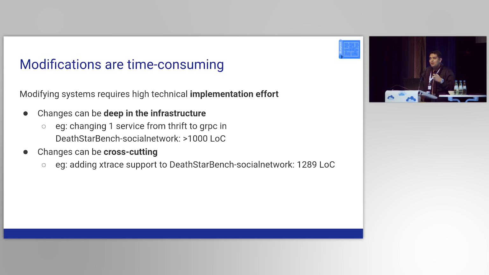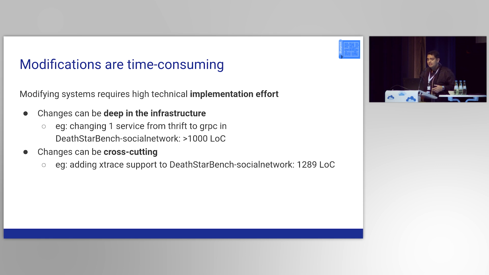The coupling really makes modifications to systems a high technical implementation effort. Some changes can be deep in the infrastructure. For example, even changing just one service from using Thrift to gRPC required more than 1,000 lines of code in an open source system. Some changes can also be cross-cutting. For example, a group of researchers needed to modify 1,300 lines of code to add X-ray support to a popular open source microservice system.